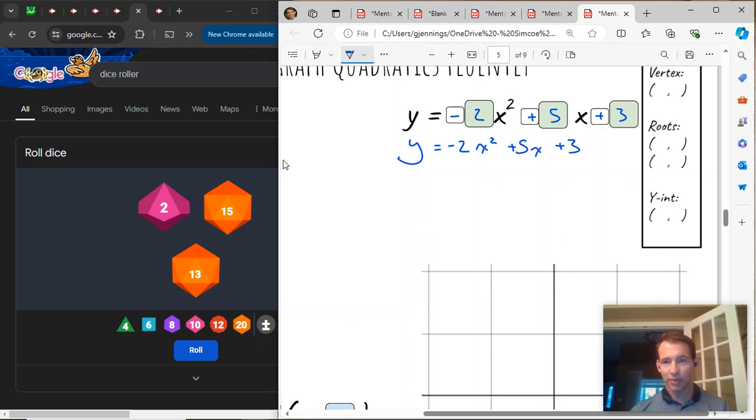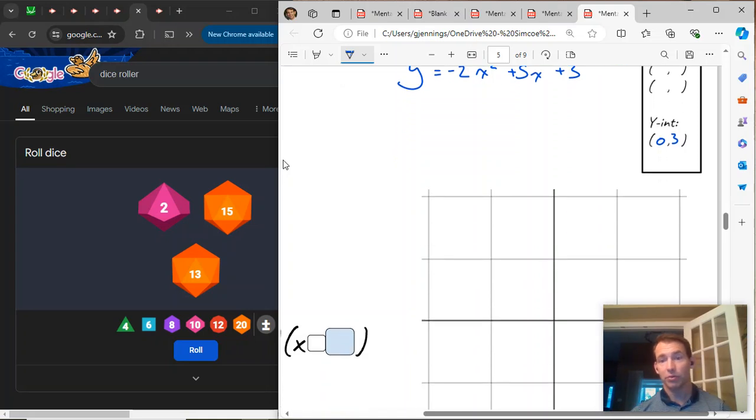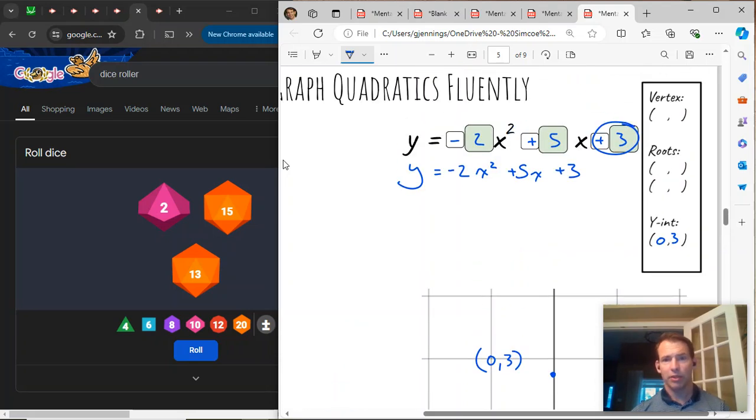So the first thing that we can do when we're doing this is get a good visualization. And the c value there actually gives us directly the y-intercept. So we can go ahead and put that onto our graph. Plus 3 there. There's the point (0, 3). And then we also know that the a value here gives us our direction of opening. So this one is opening downwards.